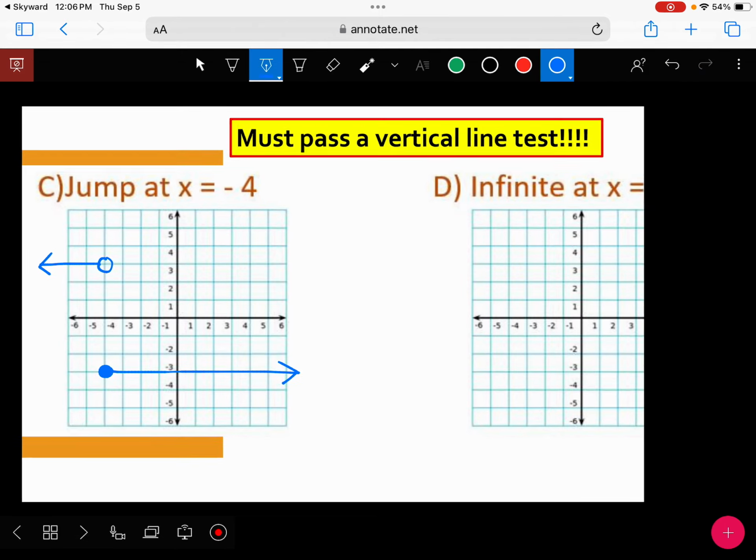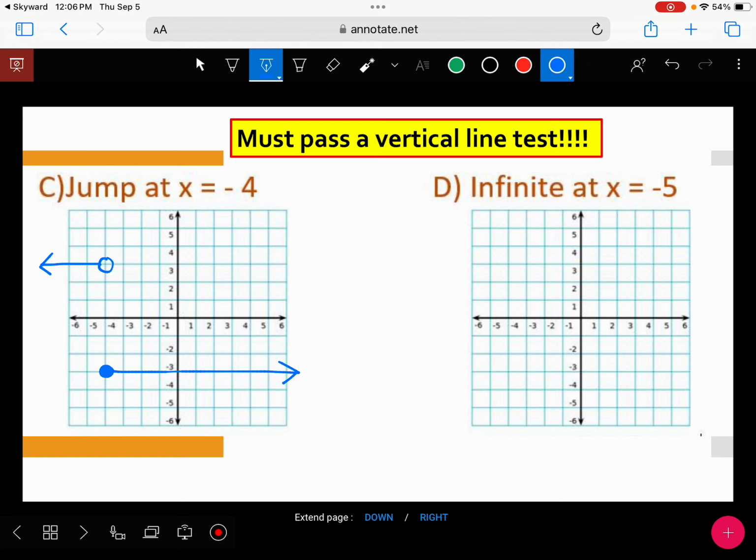All right, so now I want you to try to draw an infinite at D, and then I'm going to look at your paper. And I'm just going to tell you if it would be good enough. First thing you should be drawing is a vertical asymptote at -5. So at x equals -5, I need to see a vertical asymptote. That's the first thing you should do.